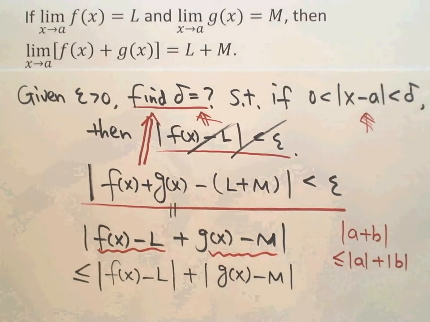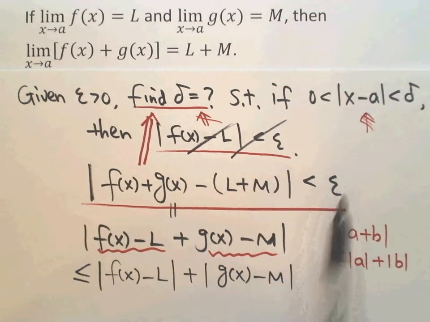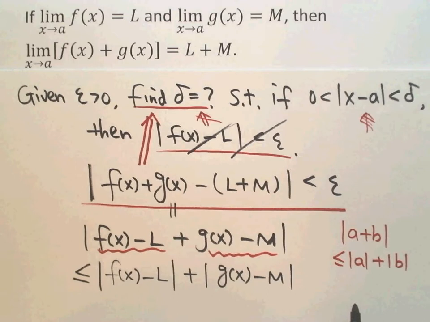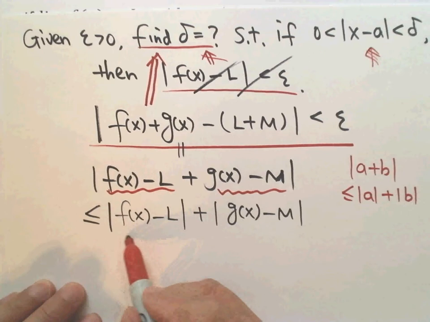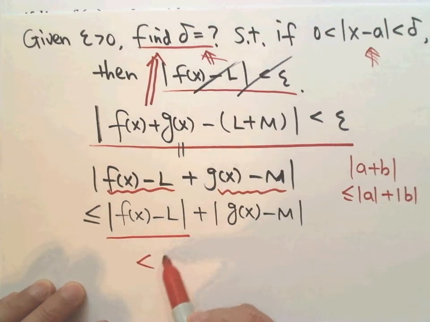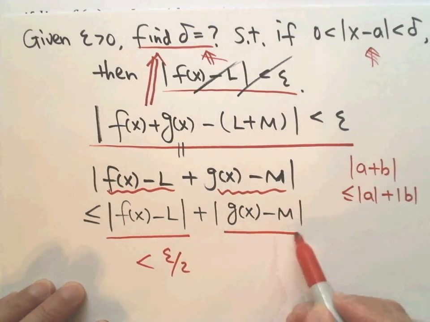The first is f(x) minus L, plus the second is g(x) minus M. Now you know what we can do, right? Our purpose is to make this less than epsilon. This plus this less than epsilon. How to make this? We can make the first term less than half of epsilon, the second term also less than half of epsilon. Put them together is epsilon. So what does it mean? We can do this now.